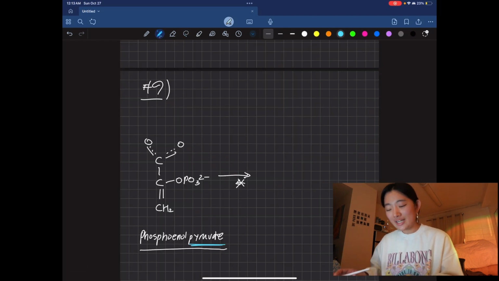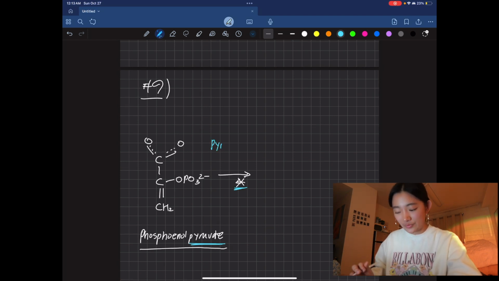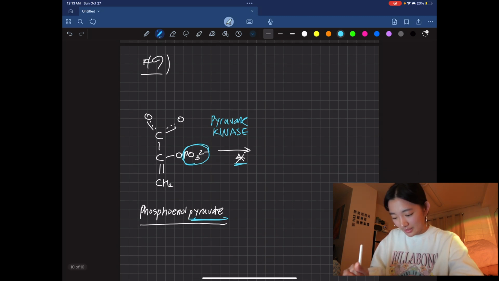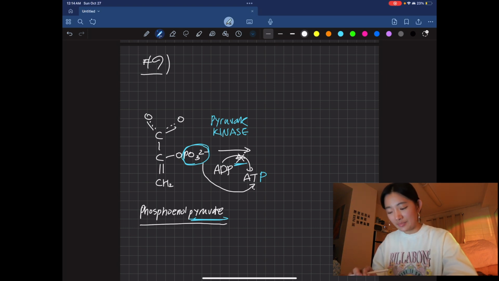Reaction number 9 involves a phosphorylation. And whenever we have phosphorylation involved in glycolysis, what do we use? A kinase, and it has to be irreversible, right? So the kinase that's involved in this, really easy, is pyruvate kinase. In this case, we're going to take this phosphate group and put it onto an ADP. So pyruvate kinase is going to fuel the synthesis of ATP by moving the phosphate group on carbon number 2 of phosphoenol pyruvate to an ADP to make ATP.